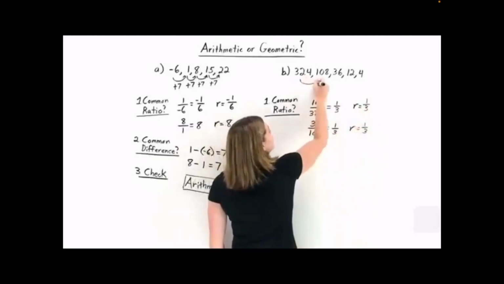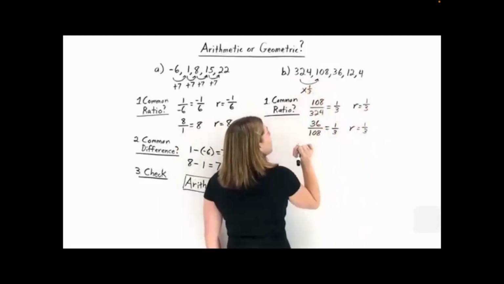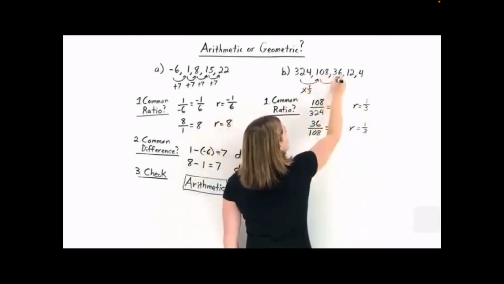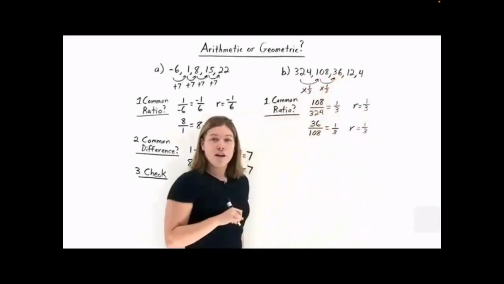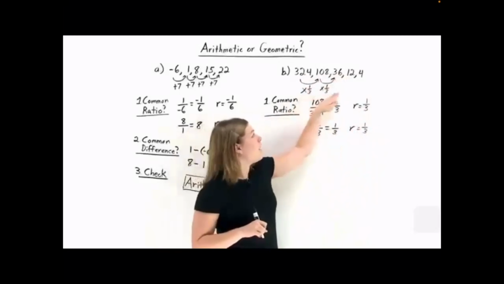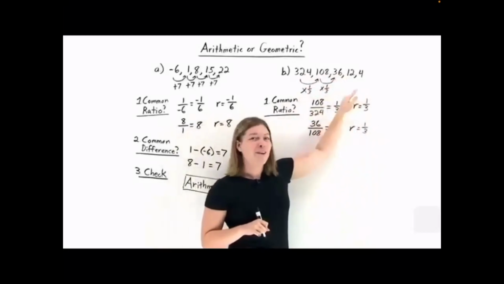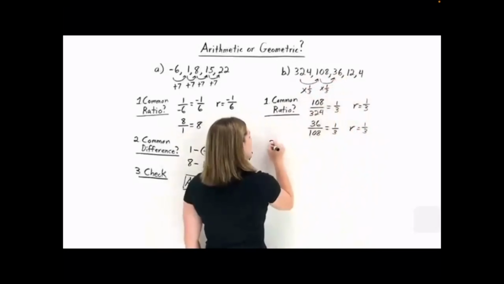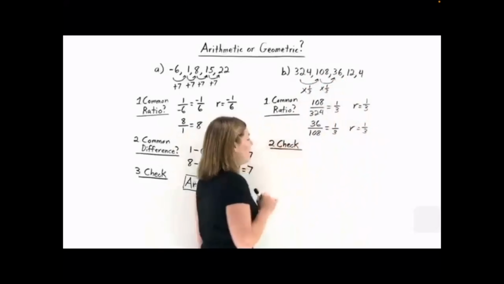In order to get from 324 to 108, we need to multiply by 1/3. To get from 108 to 36, we need to multiply by 1/3. But does this pattern of multiplying by 1/3 to get the next term continue? Well, we need to check the rest of the terms in this sequence to make sure they follow this pattern.